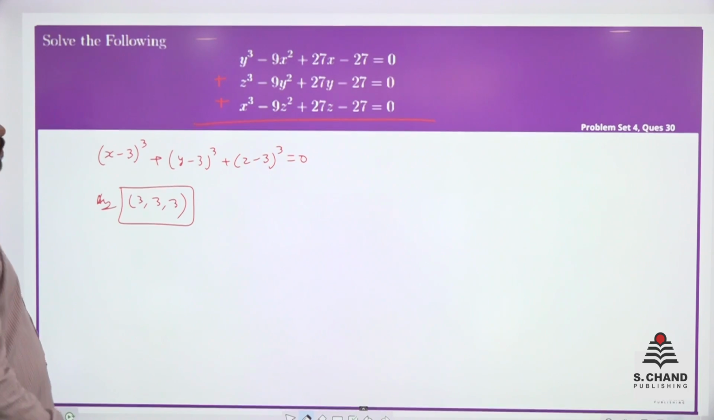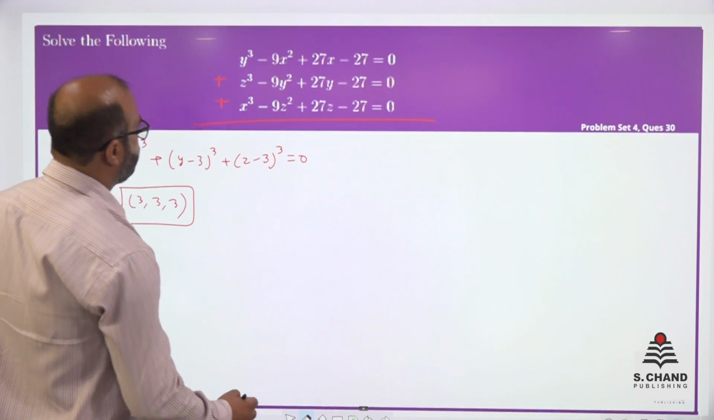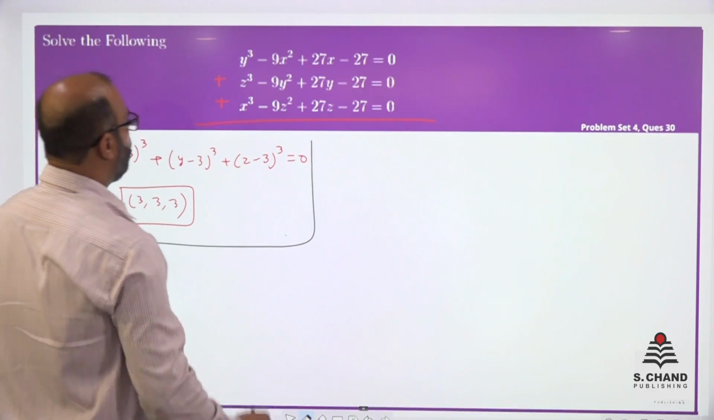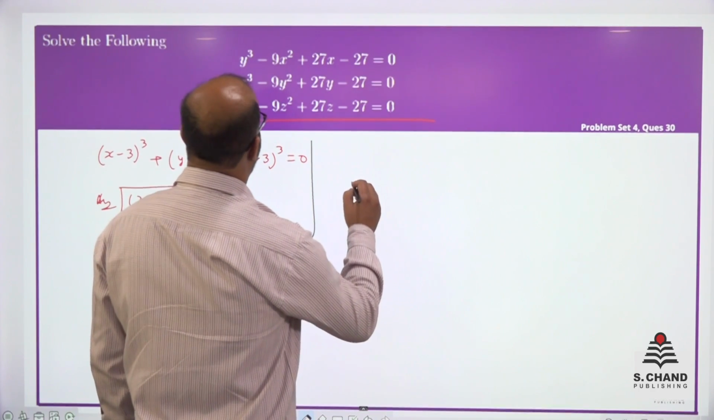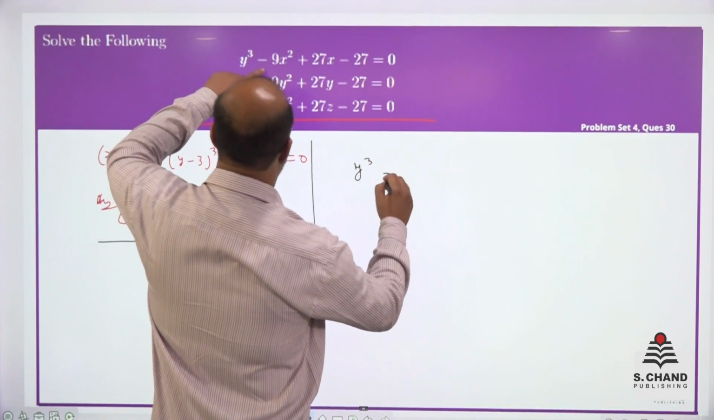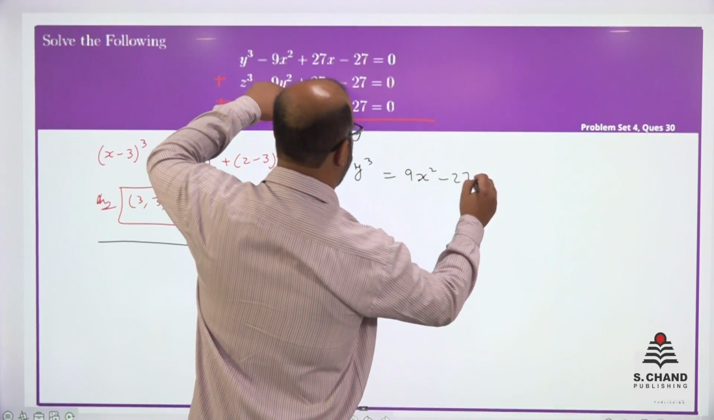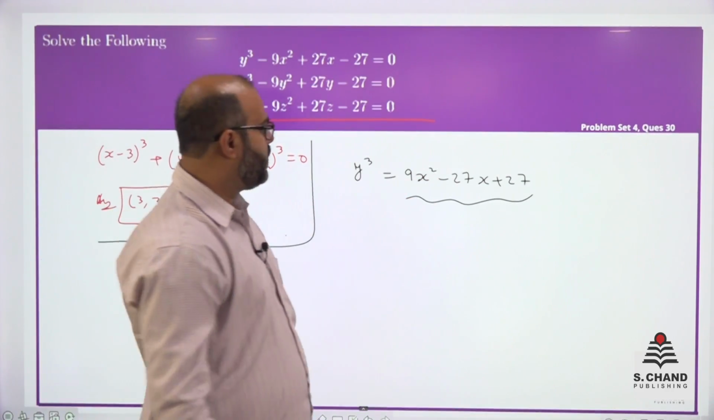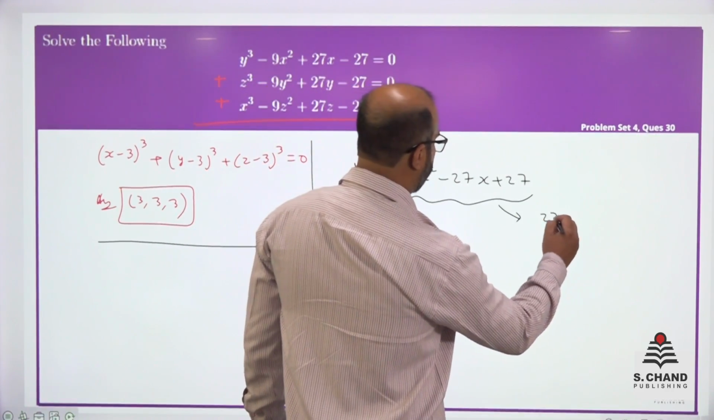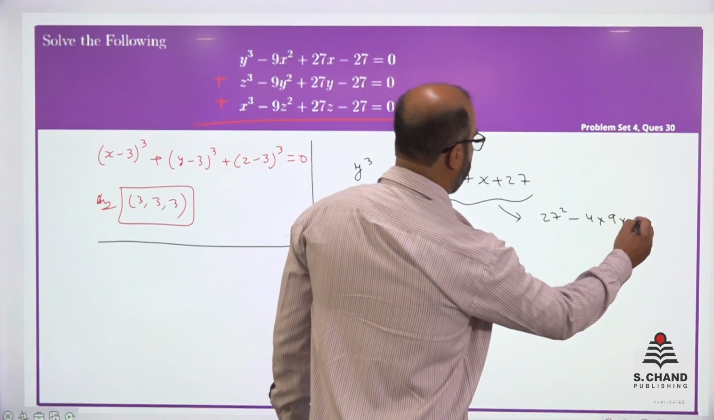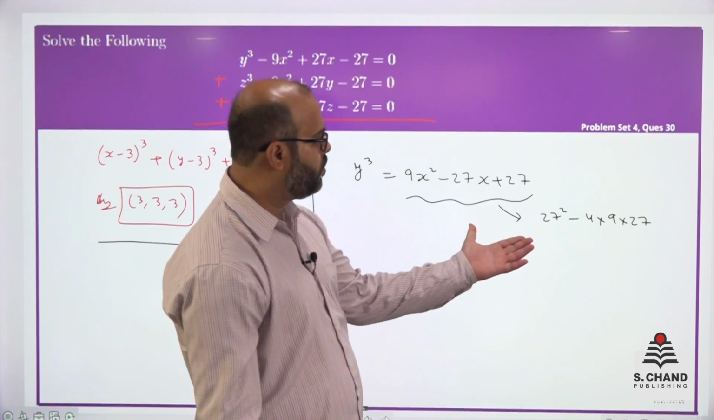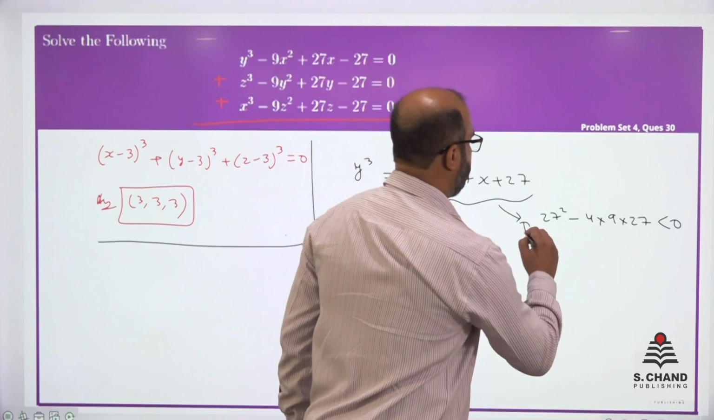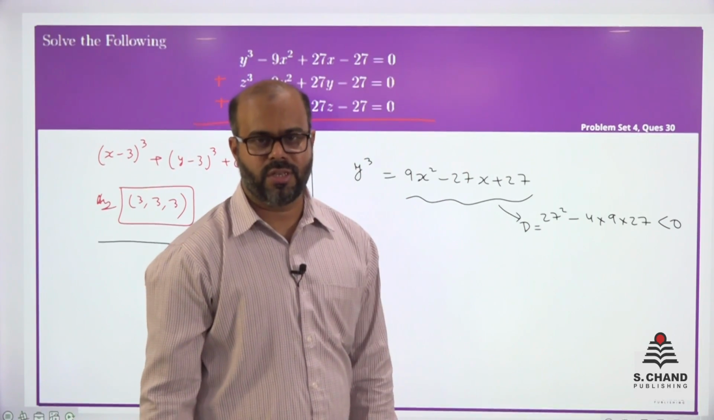So what we will do now, in the next step, y cube, first one, is equal to 9x square minus 27x plus 27. Now just see this. This has a discriminant which is b square minus 4 into 9 into 27, and you cannot just multiply them as it is. You can see and analyze that this is going to be less than 0. The discriminant of this right hand side quadratic expression is less than 0.